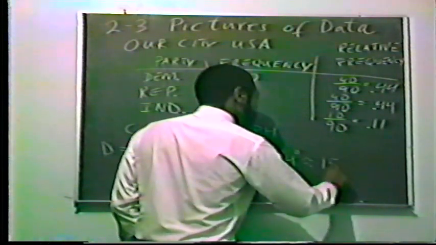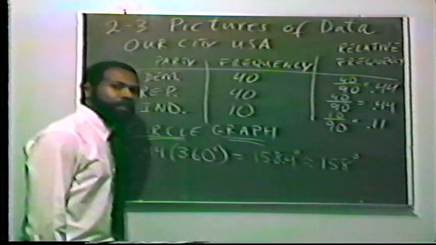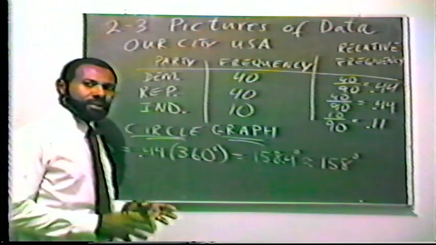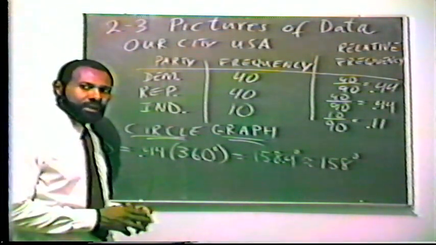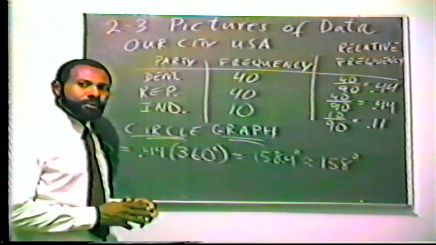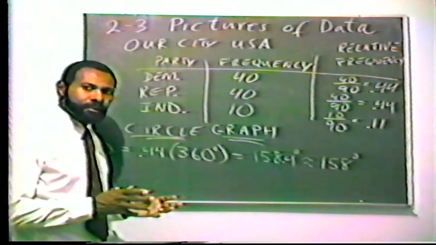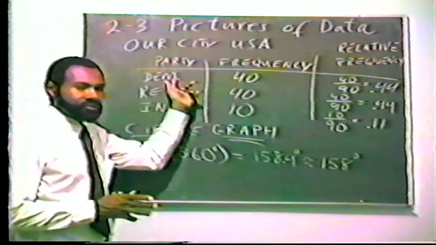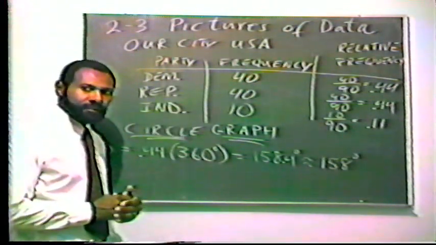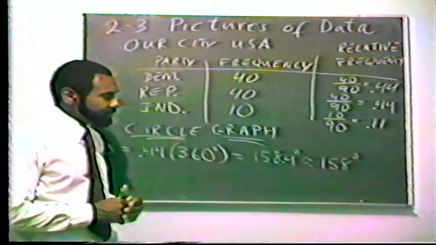That would be 158 degrees. That's the portion of the circle that will be devoted to the Democratic Party. That would be 44% of the circle. The relative frequency, or the number of Democrats, is 44%. Of course, these numbers are rounded off.